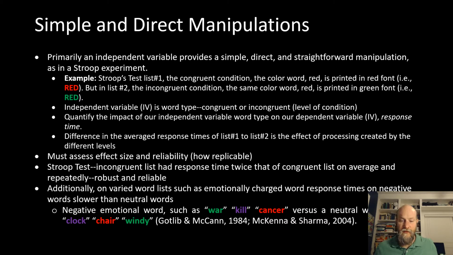Now, in the case of the Stroop test, it has very strong reliability. So generally speaking, the incongruent list response takes about twice as long as the congruent list. And this is an extremely robust and reliable finding. Many people have taken the Stroop test and incorporated it into their own various studies of different types.